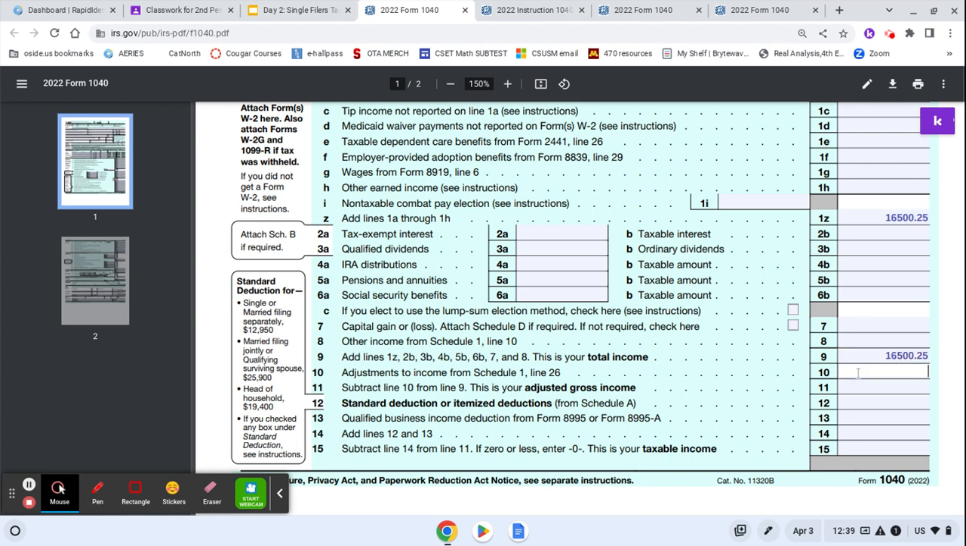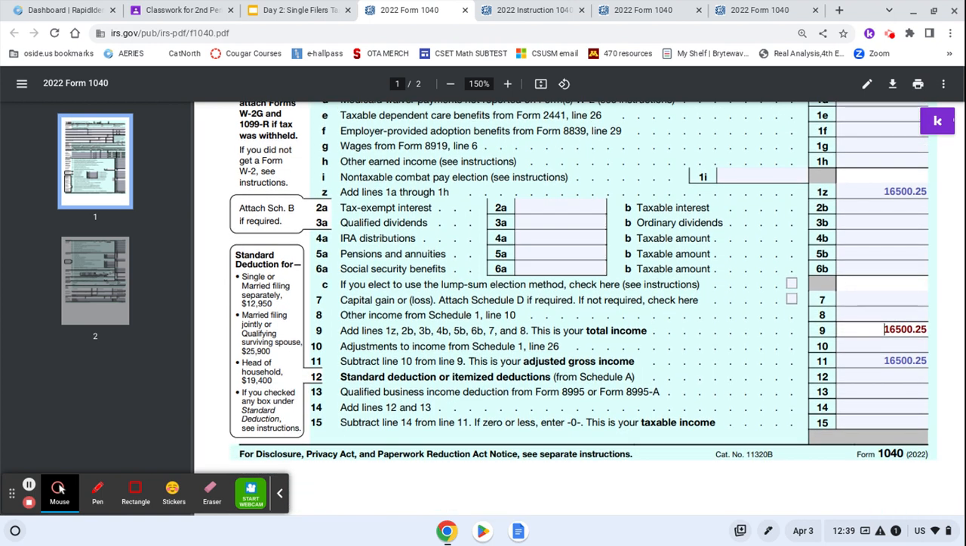Finally, it's another 0 here from any adjustments to income. And then it says to subtract 10 from 9. So again, we have the same number put on all 4 of these spots. So look to make sure you've got those 4.